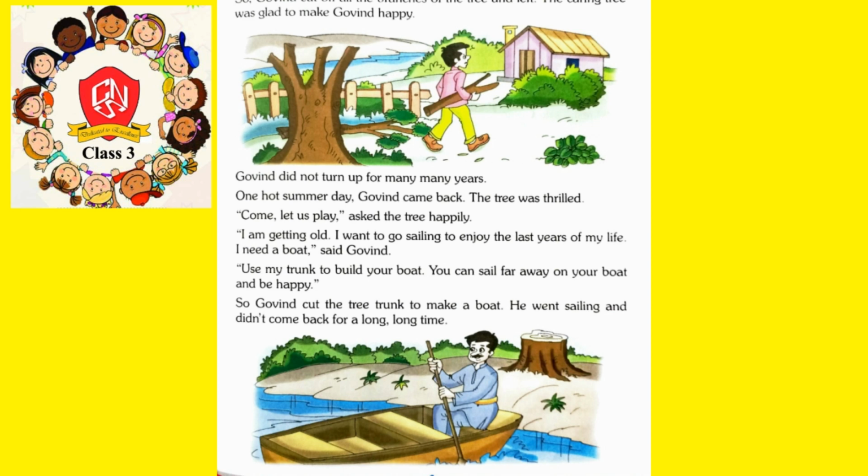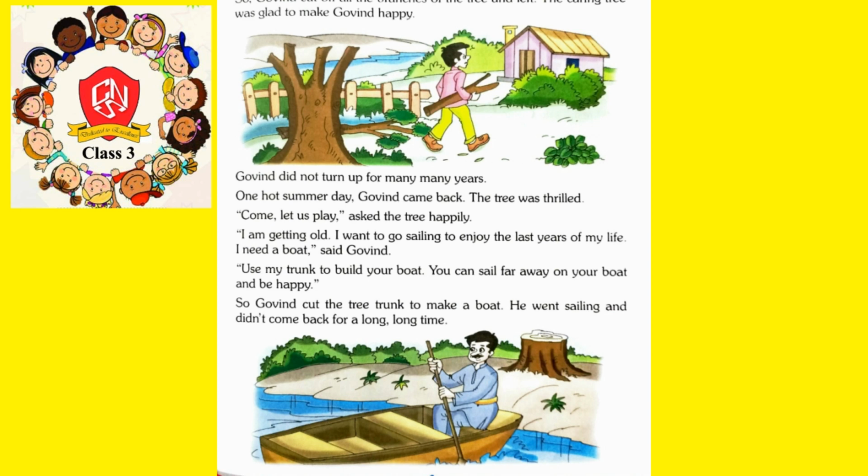So it was a hot summer day, and Govind, for one more time, came back to his friend, that is the big apple tree. And to see him, the tree was very much happy, very much thrilled. And as usual, he wanted to play with his friend.